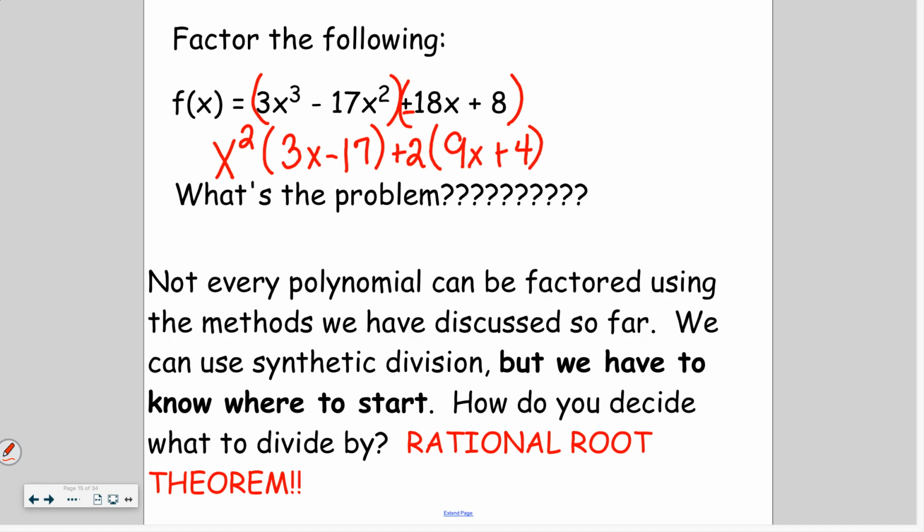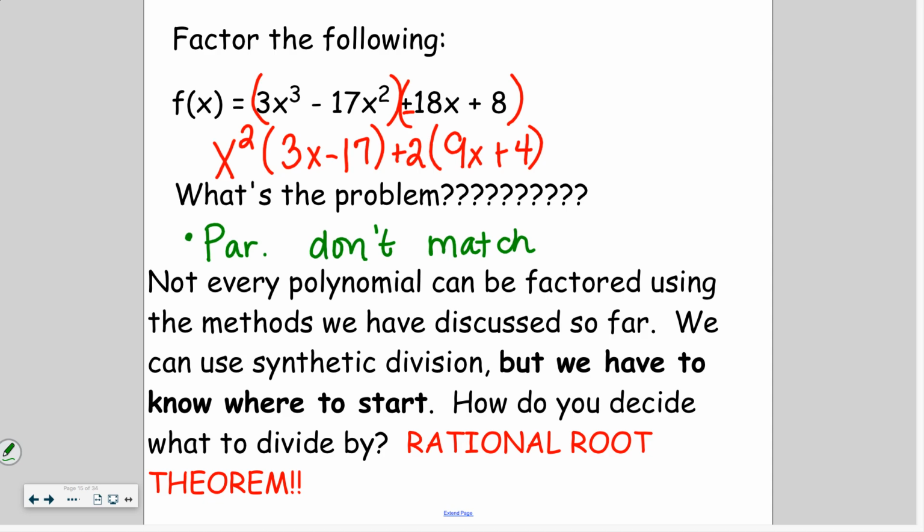So now we've done what we're used to doing with the factoring. Okay? But what is our problem? See if you can remember. You need to be able to remember this. Our problem is the parentheses don't match. And remember, when we are grouping, we have to have those parentheses match. So that's what our problem is.